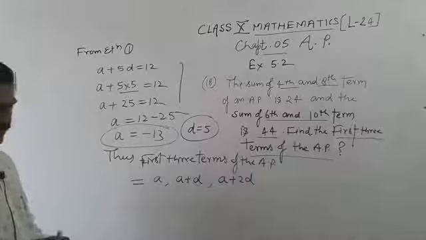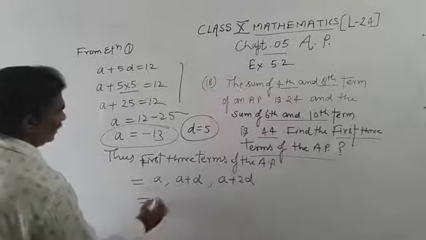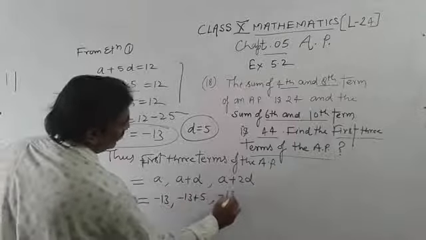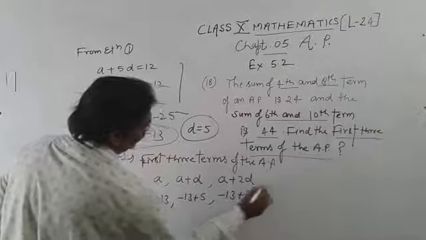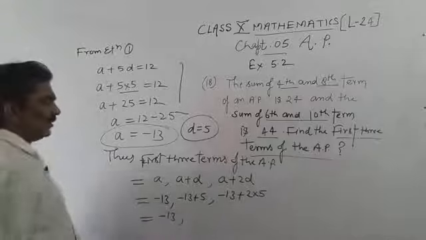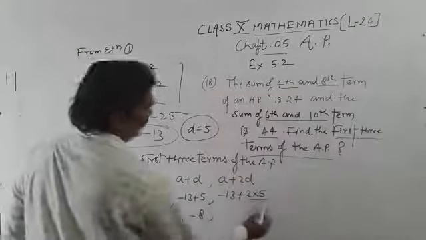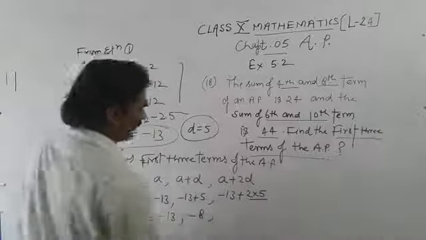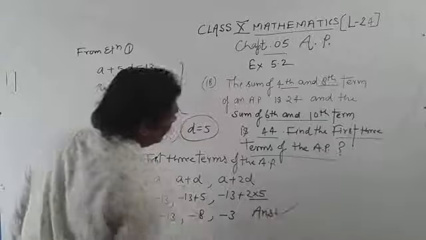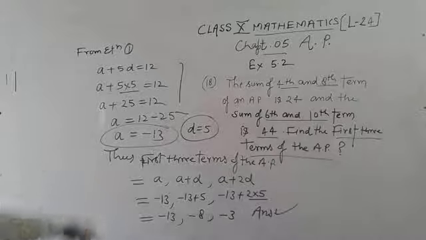Now putting the values of a and d, a is minus 13, comma, minus 13 plus 5, comma, minus 13 plus 2 into 5. Okay, students. So this becomes minus 13, comma, minus 13 plus 5 is minus 8, comma, minus 13 plus 10 is minus 3. So these are the first 3 terms of the AP. And students, this is your answer. Now you can write the solution.